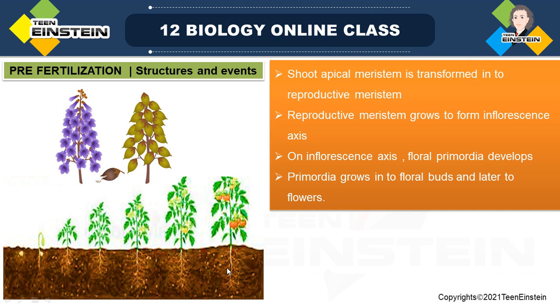Then this reproductive meristem will grow and slowly form the inflorescence. You can see here, this is the growing stage. Then that reproductive meristem will grow and slowly form the inflorescence, or flower formation will take place. What is inflorescence? The arrangement of flowers on a stem. This kind of arrangement of flowers on a stem. Okay.